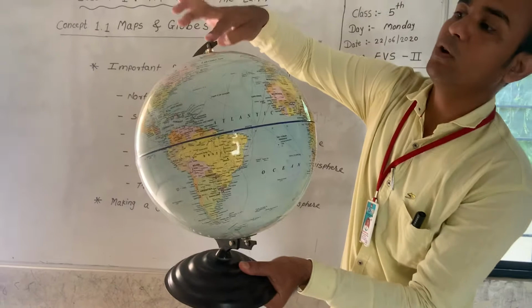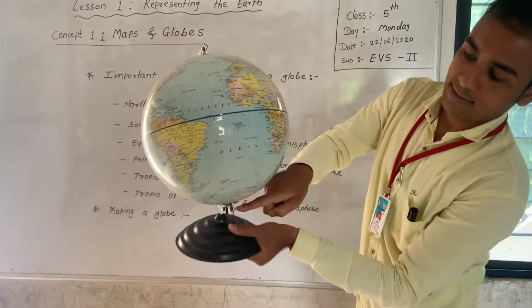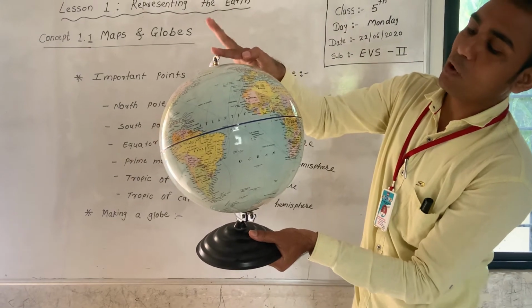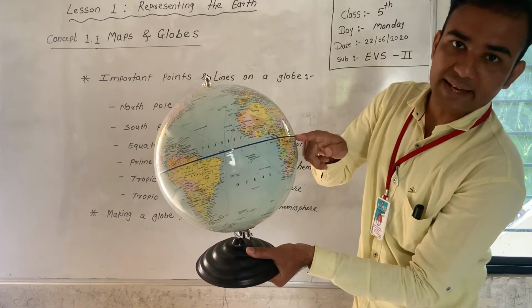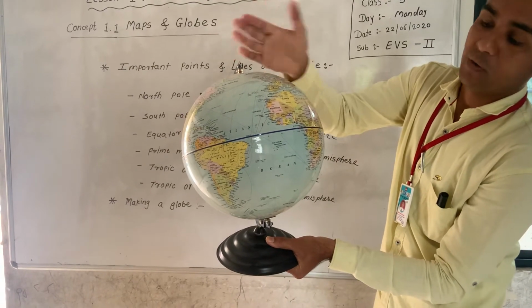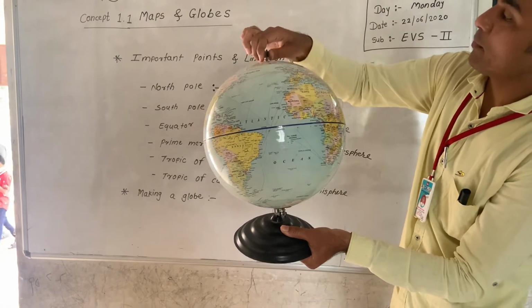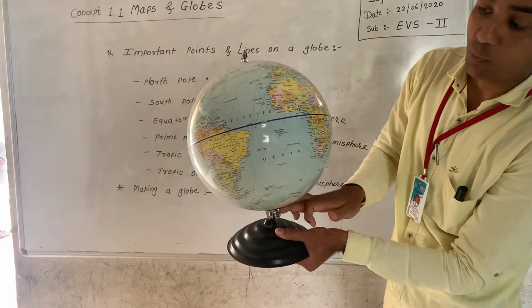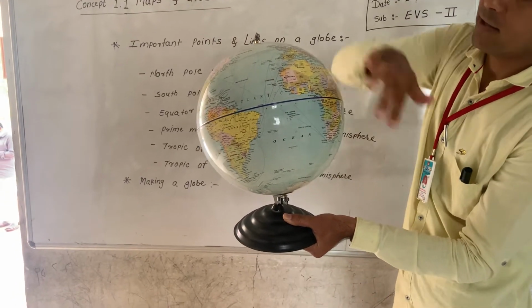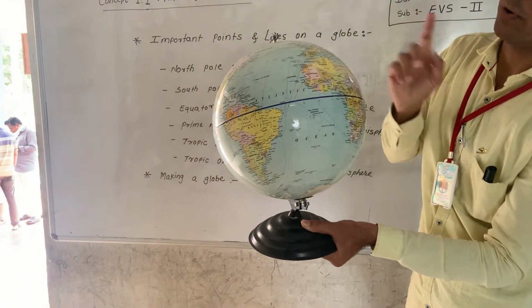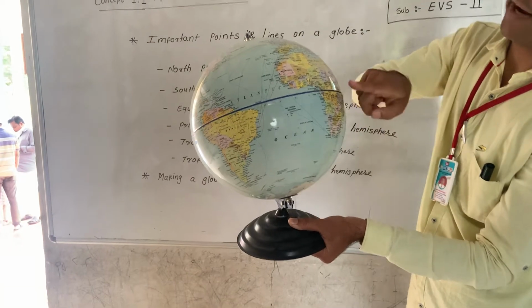That is the North Pole, the South Pole is the second one, and in between the North and South Pole is the equator. Which pole will be above the equator line? North Pole. And below the equator line is the South Pole. Meaning the equator divides the total hemisphere into two parts: North Pole, South Pole and equator.